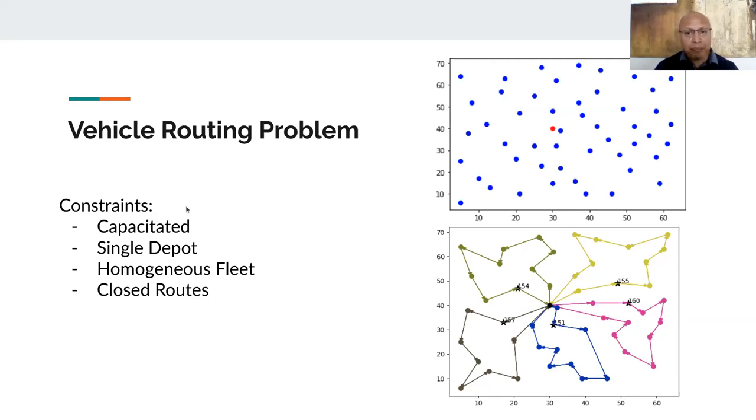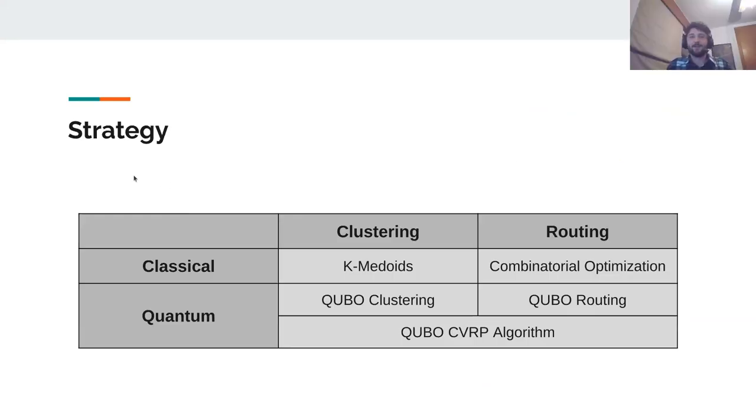Thank you, Raul. To solve the aforementioned vehicle routing problem, we have considered first two approaches. For the first approach, we developed a hybrid algorithm, which splits the problem into two distinct phases. And then for each of these two phases, we developed both a quantum and a classical algorithm.